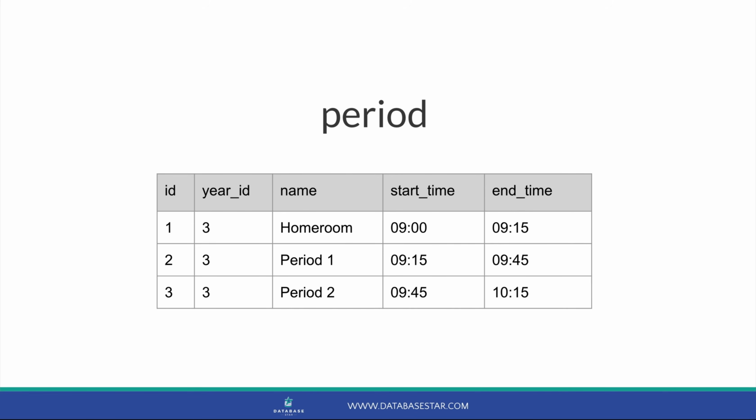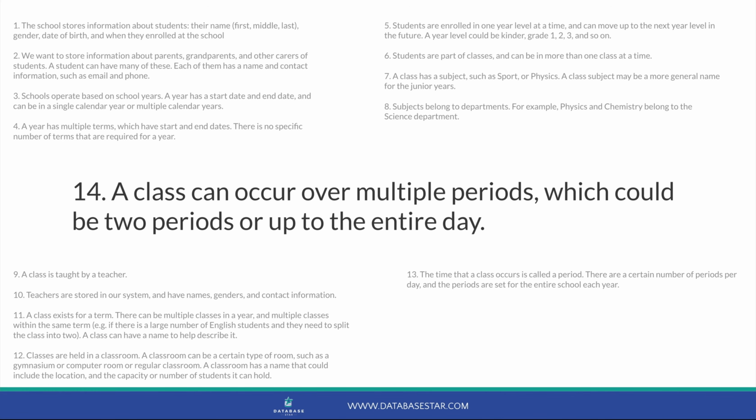We have a few records with different start and end times, and each of them have different names. Next is requirement 14, which says that a class can occur over multiple periods. We could do this in a few different ways.